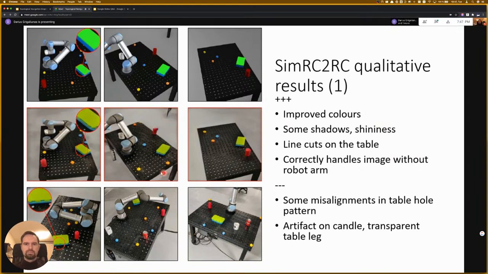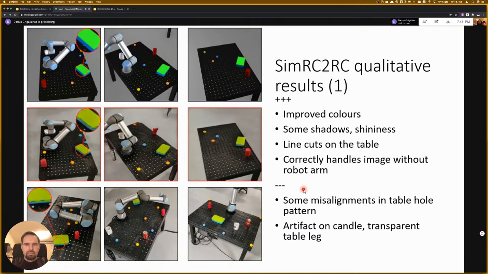It also added these line cuts, if you look closely on the table, which are also not present in the simulated image, but are in real images. And it also managed to handle correctly an image without a robot arm. It didn't make any artifacts, even though the network wasn't trained on images without a robot arm in it. And one more thing which fascinated me is that in simulation I modeled the lunchbox just as two boxes on top of each other. And the network managed to understand that it should try to add these small tabs, if you look closely, to close the box, which are in a real lunchbox.